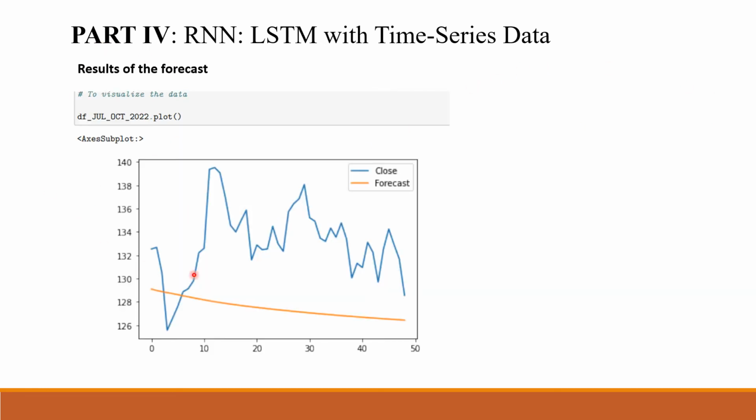So these are the results of the forecast. As you can see here, the blue lines are the close values, the forecast is the orange line, and from the results, the model did not forecast very accurately at all. The predicted values, which are the orange ones, are far away from the blue values, which are the real values. Their patterns are different from each other.